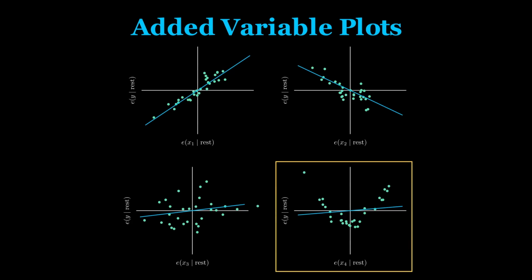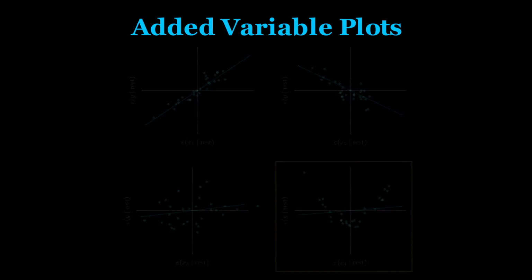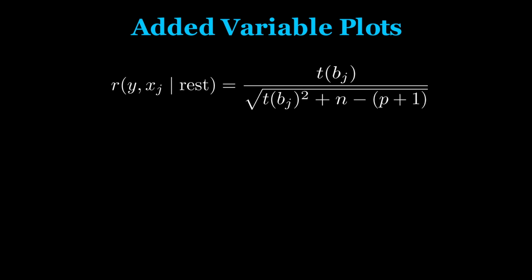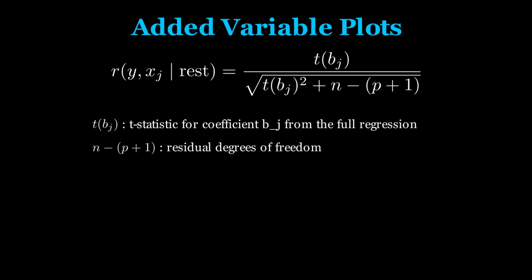Added variable plots can also visually reveal nonlinear relationships that might otherwise be missed. In this example, the plot indicates that x4 may have a quadratic relationship with y. The partial correlation coefficient between y and xj, controlling for all other predictors, can be computed directly as a function of the t-statistic for b sub j. The t-statistic for b sub j tells us how many standard errors the coefficient is from 0 in the full regression. A larger absolute t-statistic produces a larger partial correlation, indicating a stronger, unique relationship with y.